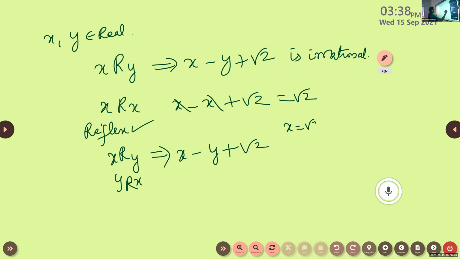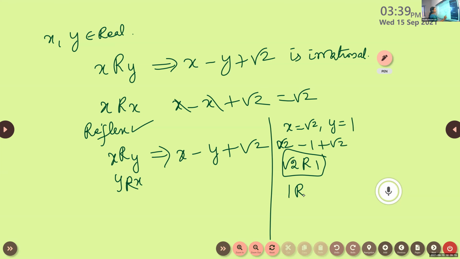Suppose I take x as root 2 and y as 1. If x is root 2 and y is 1, we get root 2 minus 1 plus root 2. So we can say root 2 is related to 1. Now check whether 1 is related to root 2. Check it: 1 minus root 2 plus root 2, what will you get? It is 1. Is it in that relation? It does not belong to R. Therefore, it is not symmetric. So it is reflexive, but not symmetric.